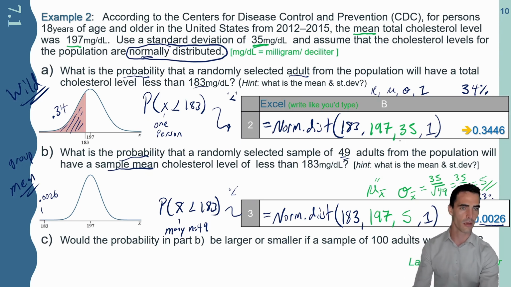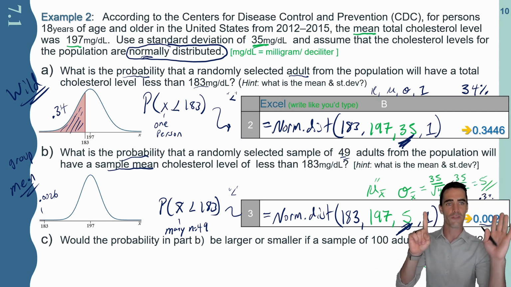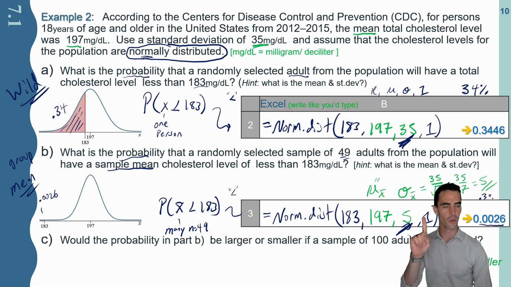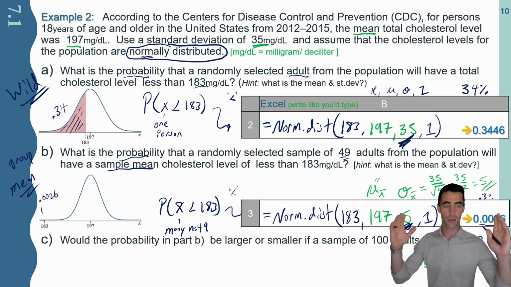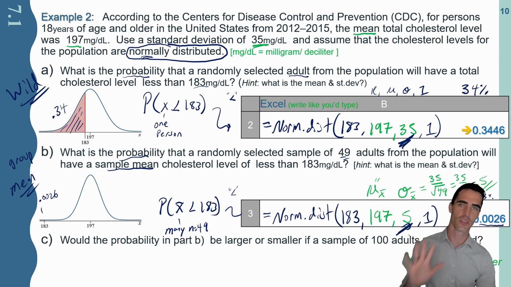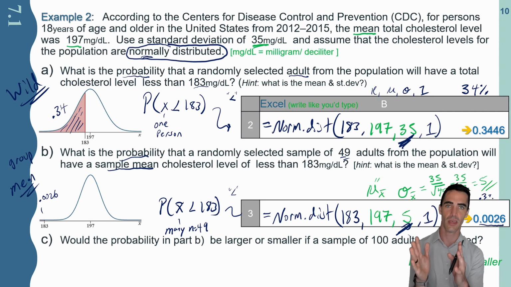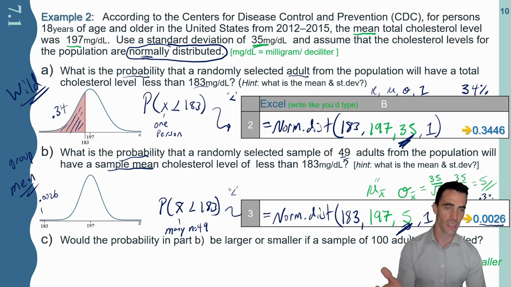Well, if you look over here at the spread, again, this spread is a measure to tell you how wild your data is. One person, 35 units of cholesterol can go either way, who knows? But as you get 49 people, a huge group, well, look at that spread. The spread is 5, much smaller than before, much more predictable because they tend toward the mean in a much tighter fashion. And so we're often interested in saying, okay, look, that was only a sample of 49 people.